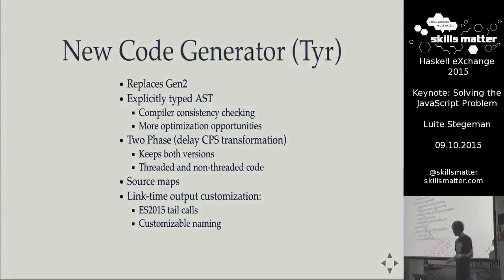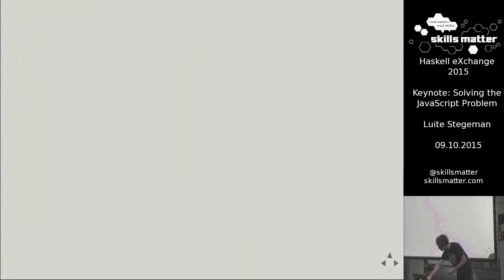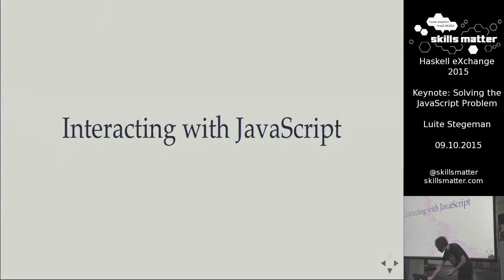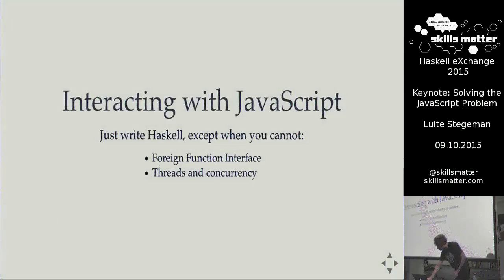For example, if we want to make ECMAScript 2015 tail calls, there's an option for that. But this is all not quite ready. This will take a few months before this is really done, but it's definitely on the radar, and this is the big project. I think I was planning to do this before GHCJSI, but the demand for GHCJSI was a bit too great. So how do you interact with JavaScript from the browser?